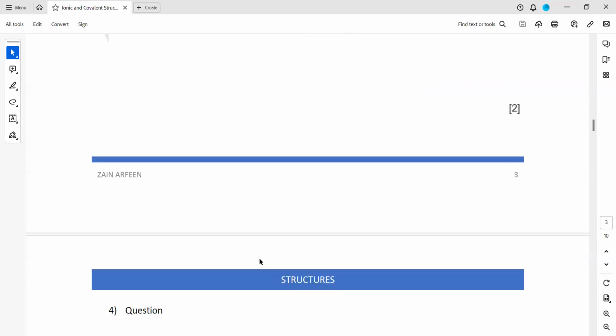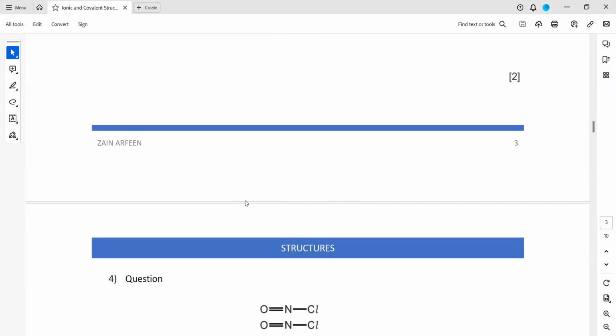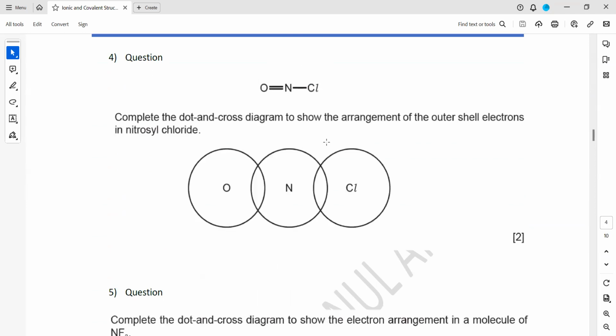So moving on to the next question. We have to draw a dot and cross diagram to show the arrangement of outer shell electrons in nitrosyl chloride. There are two lines, so two electron pairs should be there between them. And there's a single line between nitrogen and chlorine, so there will be a pair of electrons only. Double bond, so two pairs; single bond, a single pair will be there.